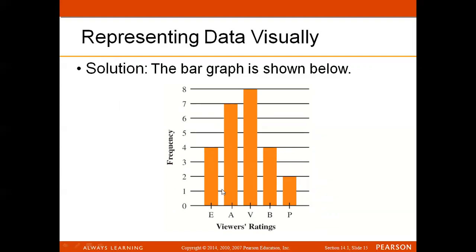Notice there's a space between each bar. The E goes up to the height 4, A goes to the height 7, V goes to the height 8, B goes to the height 4, and P goes to the height 2. The same numbers as on the frequency table.